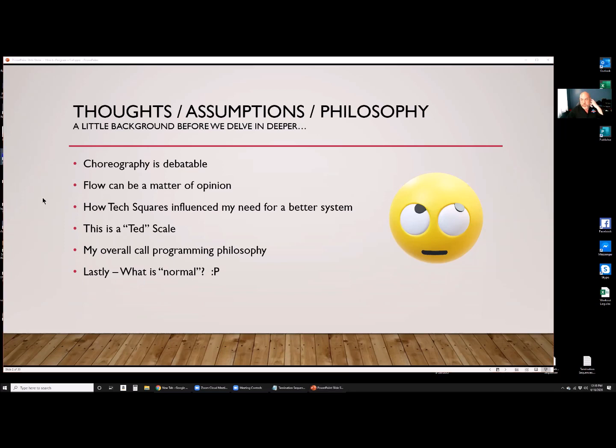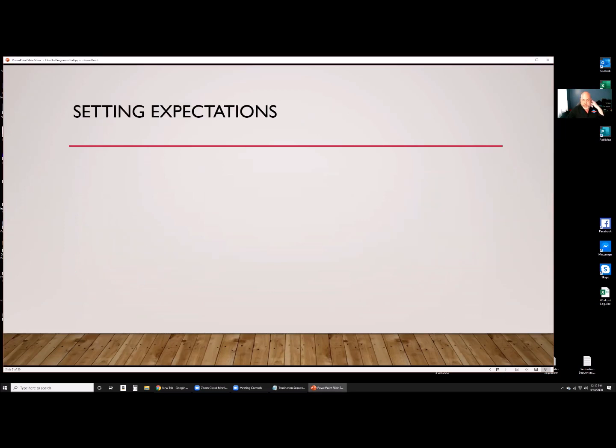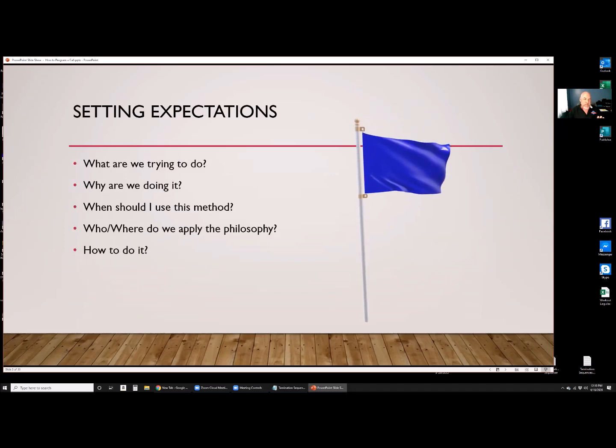So what we're going to do at this point in time is put our flag in the ground and decide what we're going to talk about here. We're going to get quick expectations about what we are trying to do, why, when, who, what, where, answering all those common questions for you. And then, towards the second half of this discussion, we're going to take one call and break it down for you as to how I think about them.